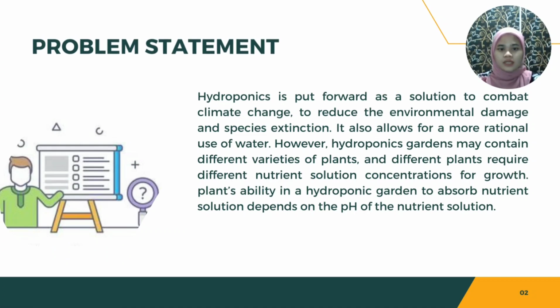Problem statement. Hydroponics is put forward as a solution to combat climate change, to reduce environmental damage and species extinction. It also allows for a more rational use of water. However, a hydroponic garden may contain different varieties of plants, and different plants require different nutrient solution concentrations for growth. Plants' ability in a hydroponic garden to absorb nutrient solution depends on the pH of the nutrient solution.